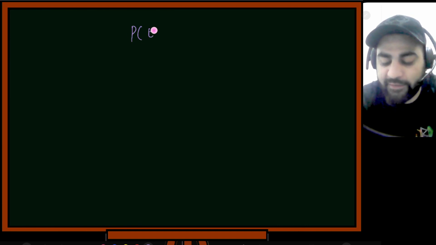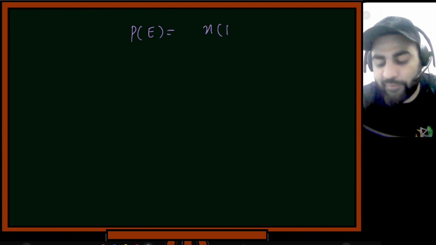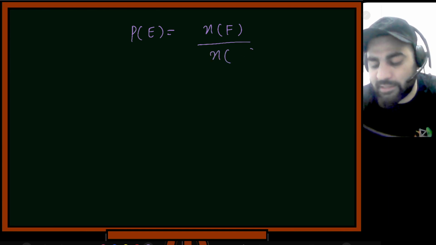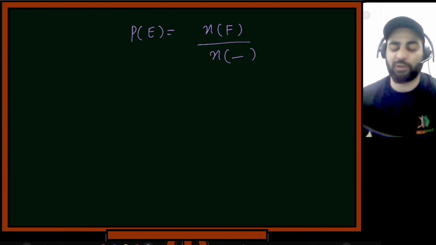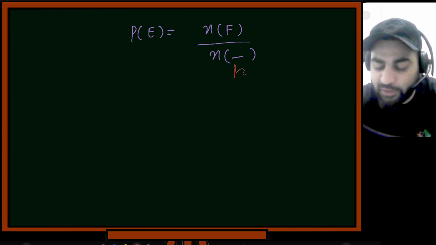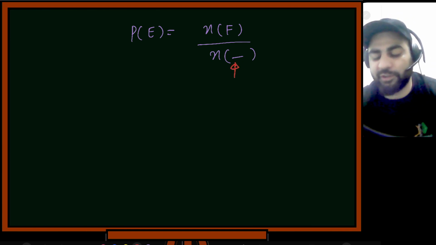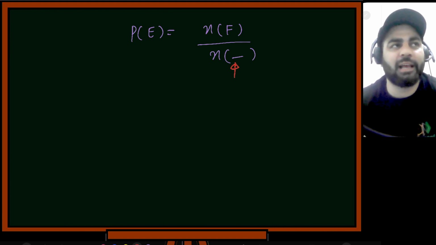So the question Asrar asked is, which approach is better, Bayesian or frequentist? I won't say one is better than the other. So what happens in the frequentist approach? You take a basic axiom: probability of any event is equal to the number of favorable things in that event divided by the number of total things in the sample space. But here you assume that all the things in the sample space have equal probability.